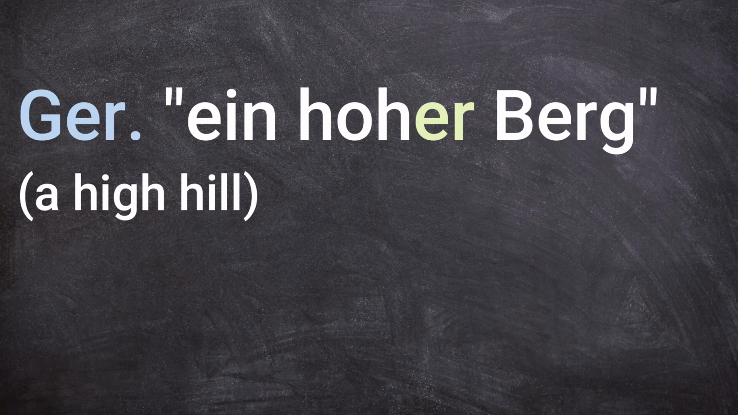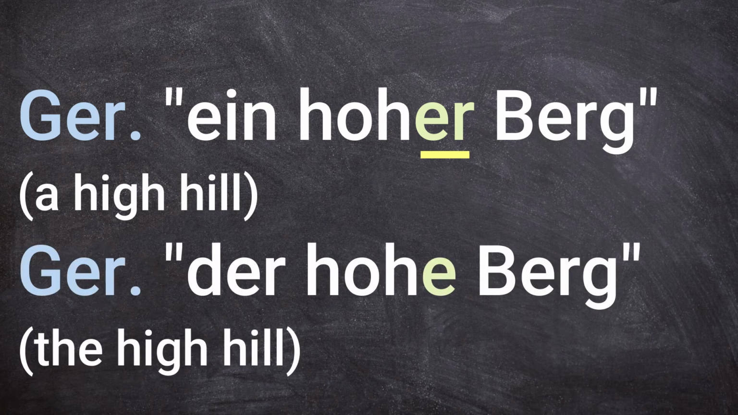Take German ein hoher Berg, a high hill. It's not a hill we already know or that has already been mentioned. Therefore, the adjective hoch takes a strong declension. But if you already know what hill we're talking about, then you'll say der hohe Berg, the high hill, changing the desinence and using a so-called weak declension.